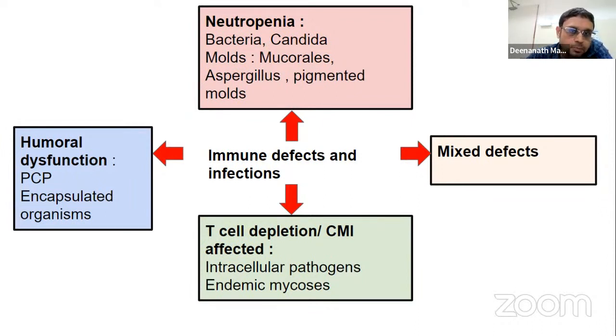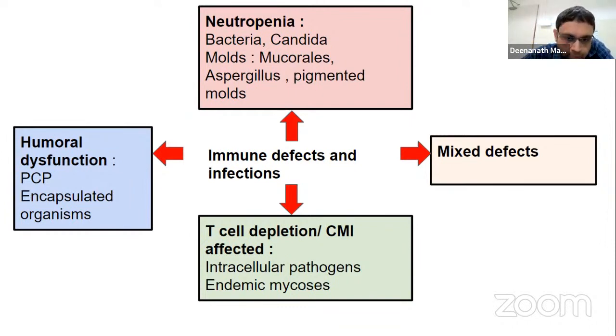If you look at immunocompromised patients, you can broadly divide them into those who have neutropenia, those who have B cell dysfunction, those who have T cell dysfunction, or those who have mixed defects. The neutropenic patients are those who have therapy-related neutropenia, or maybe patients who have AML. They are predisposed to bacterial and fungal infections, so candida, molds. If you look at those who have B cell dysfunction, patients who have undergone a splenectomy or received drugs like rituximab, they are predisposed to certain organisms like PCP, or post-splenectomy, encapsulated organisms.